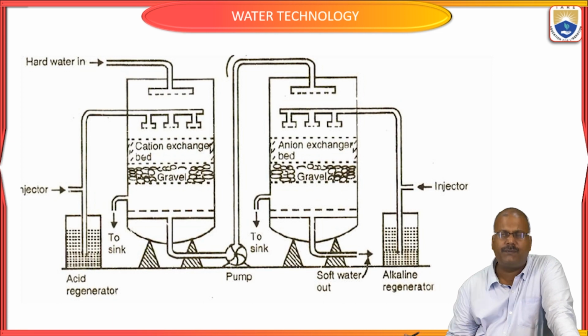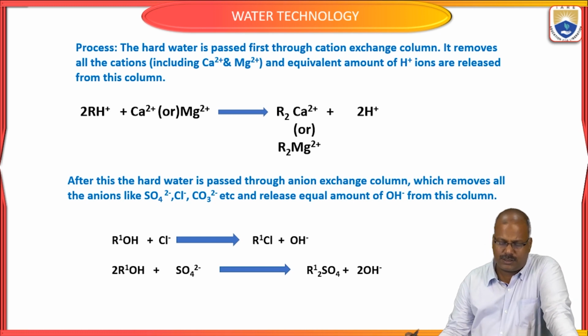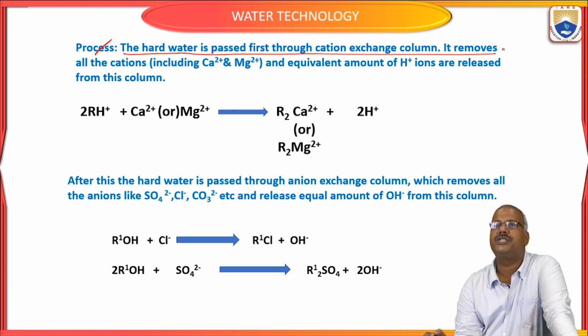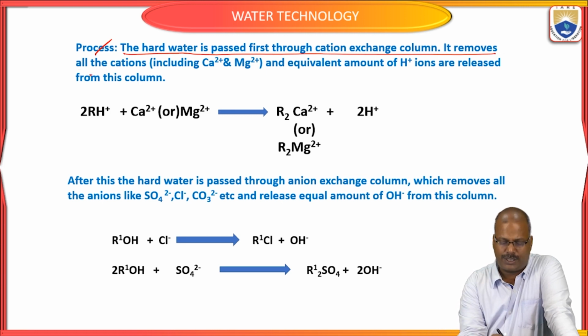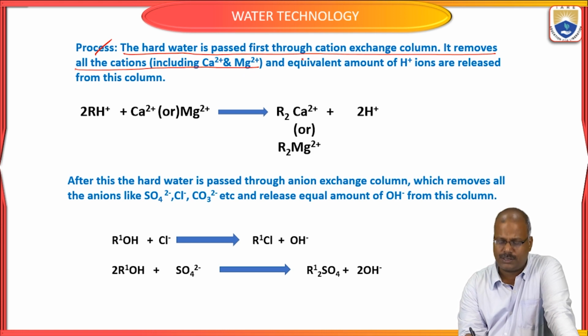Okay, so this is the rough idea of the ion exchange process. We will see more in the equations. What is the process? First, the hard water is passed through the cation exchange column. It removes all the cations, including the hardness-causing calcium and magnesium ions, and releases an equal amount of H plus from the cation exchanger bed.